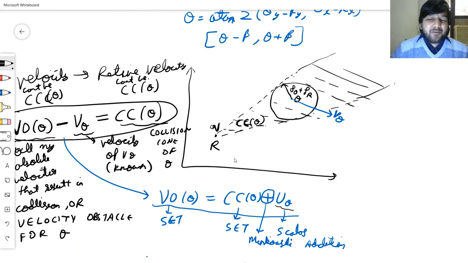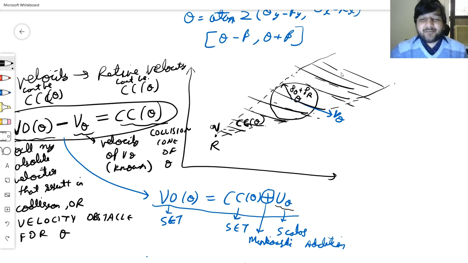So what do I do? I add this vector to this. So it's this collision cone shown in black. Let me highlight it even further. So it's this black region till infinity plus this vector shown in blue. So just take any number here. Let's start over from this thing here. Just take any number here and add this blue part.